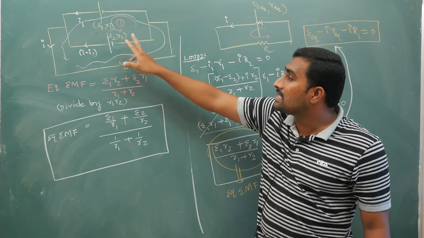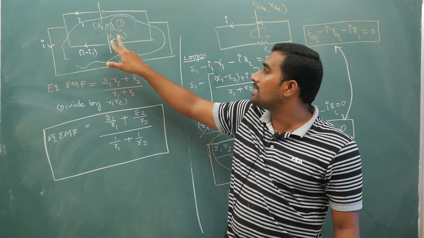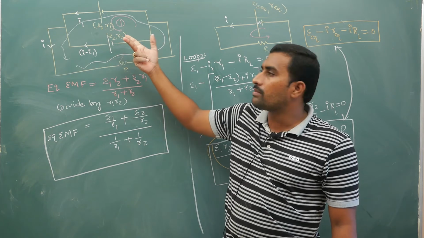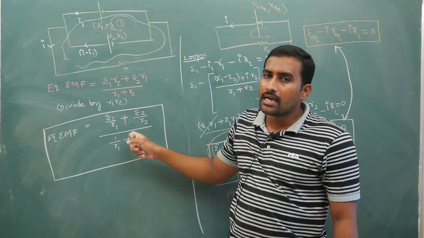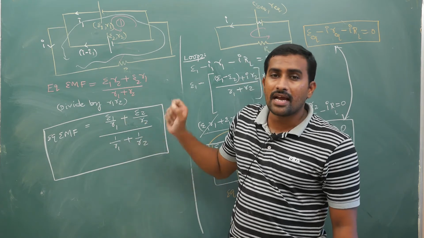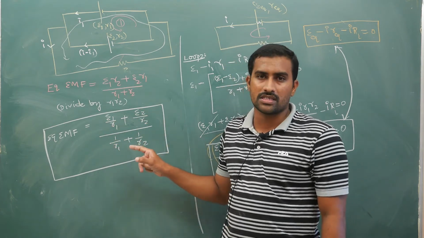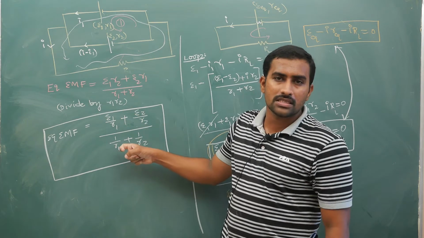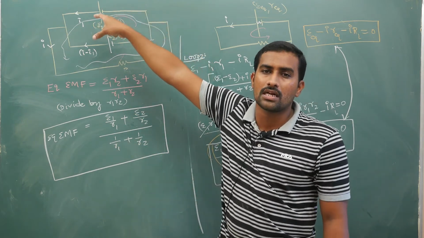Now if cells are connected in reverse polarity, that means let us say the bottom cell is connected in reverse manner, then you have to keep a minus sign in between. And coming to the direction, check which is big, E1 by R1 or E2 by R2. If E1 by R1 is big, then give the direction same as that of E1.